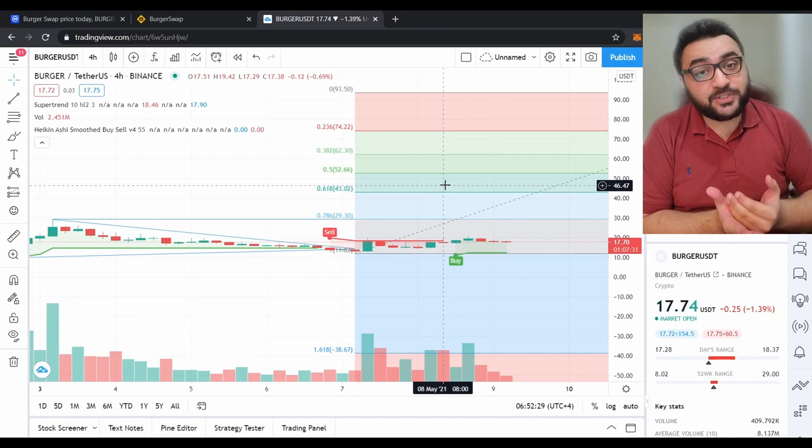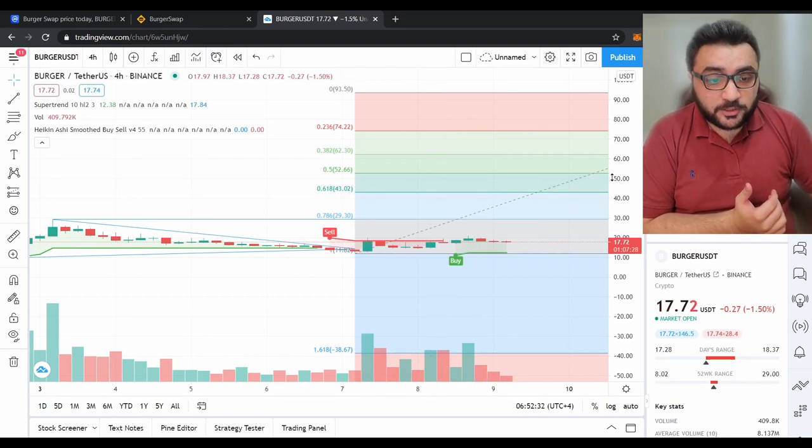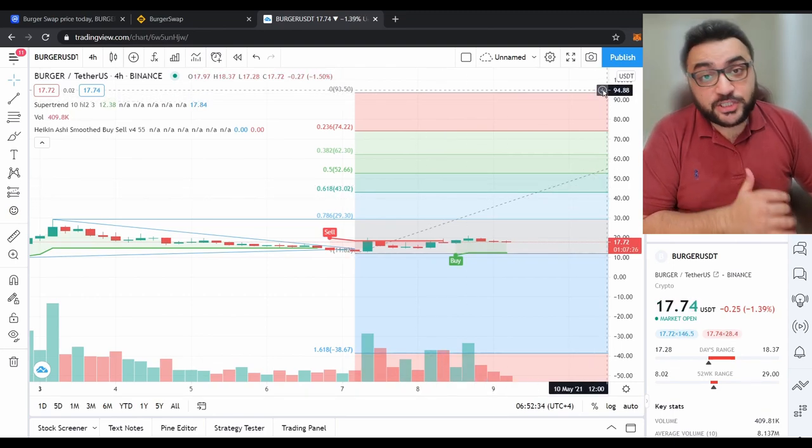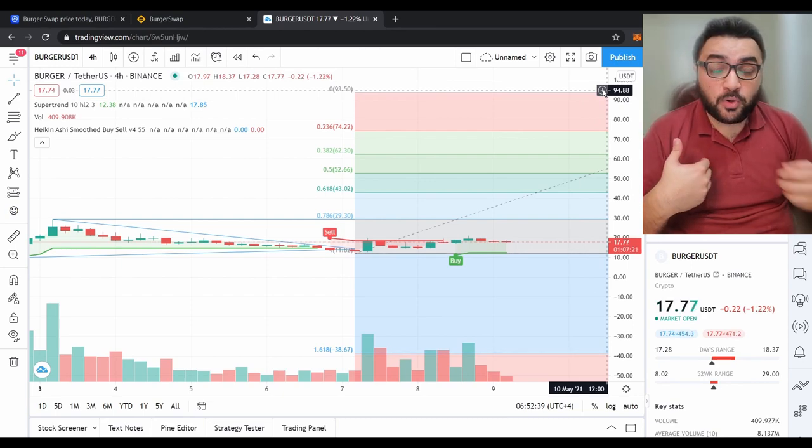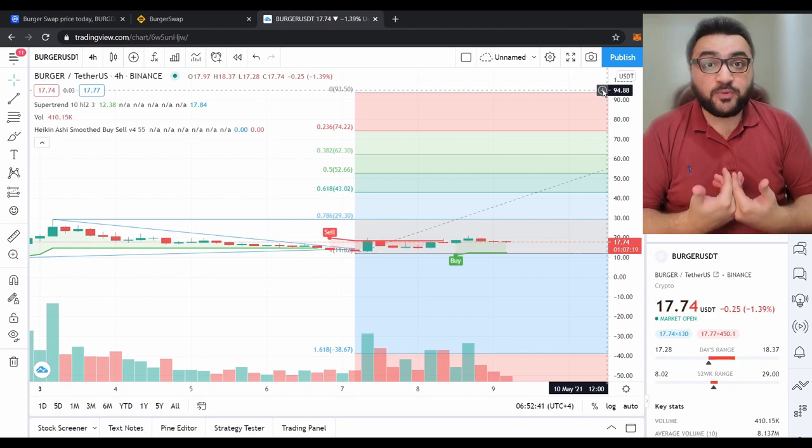I at least see it going towards $50. My ideal aim is like 90 to 100, but this is my price prediction based on how well it has been performing week over week.